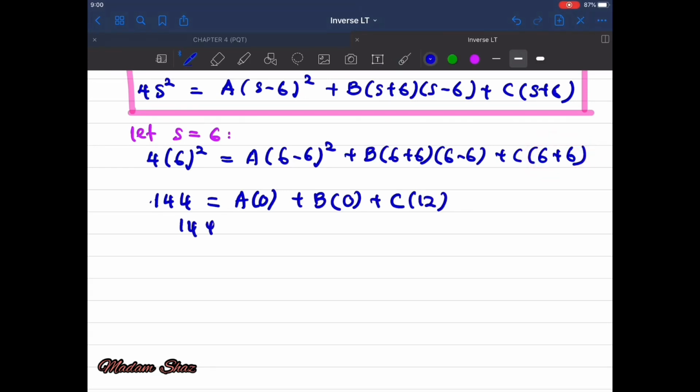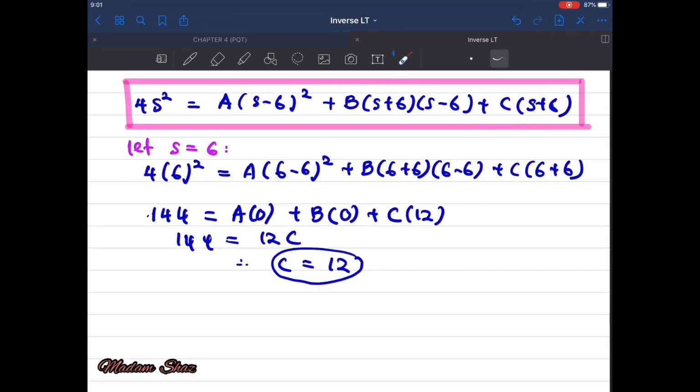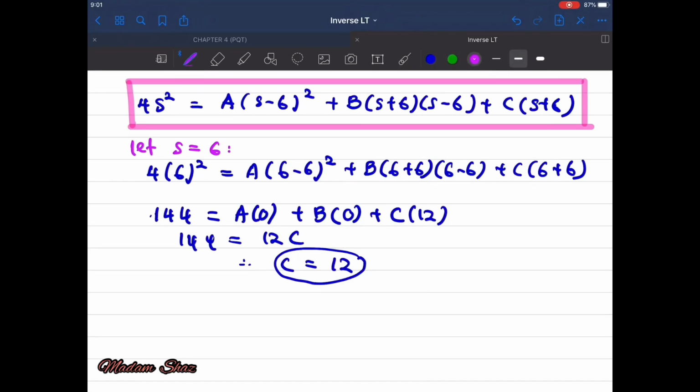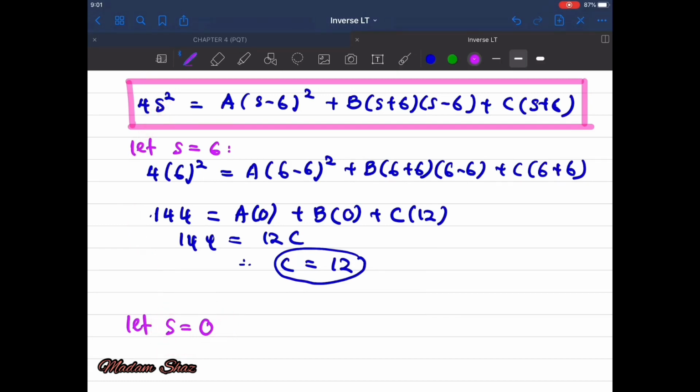So 144 is equal to 12c. So therefore c is equal to 12. Now there is no more suitable value of s to substitute, so we can choose any value of s. Let's say we choose s is equal to 0. Substitute s equal to 0 for every term that has s here.